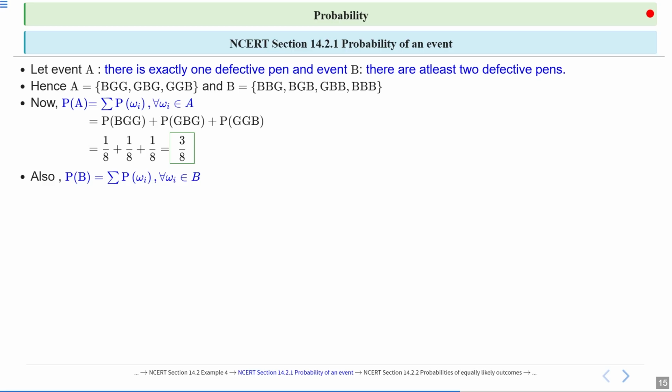Also P of B is equal to the summation of P of omega i, for omega i belonging to event B. Okay, and this is equal to P of BBG plus P of BGB plus P of GBB plus P of BBB. Okay, so probability of all these sample points is 1 by 8. So this is equal to 1 by 8 plus 1 by 8, 4 times. Okay, and this is equal to 4 by 8. Okay, and this is equal to 1 by 2. Okay, so probability of event B is equal to 1 by 2.